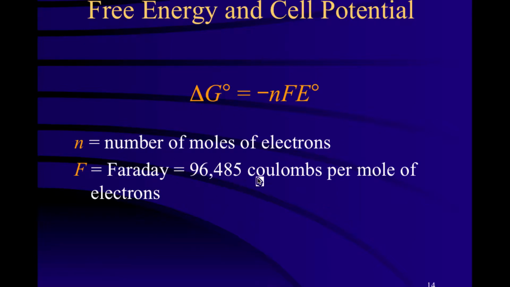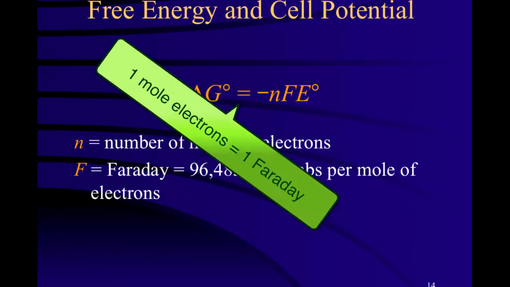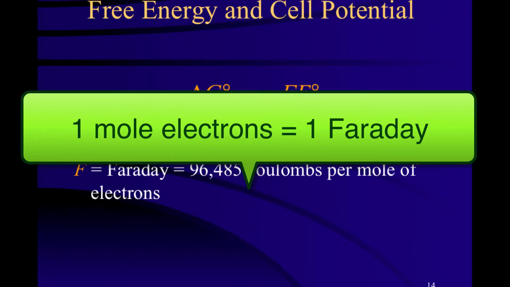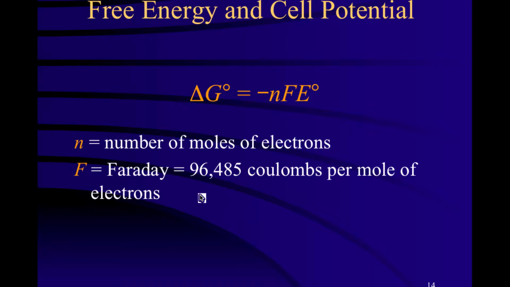And go ahead and make yourself a note. This number is often seen as 1 mole of electrons is equal to a Faraday. So if you ever see a Faraday, it is equal to 1 mole of electrons. And obviously, the electrode potential is what we just figured out. So we can figure out the Gibbs free energy, whether it's spontaneous or not, from this equation right here.